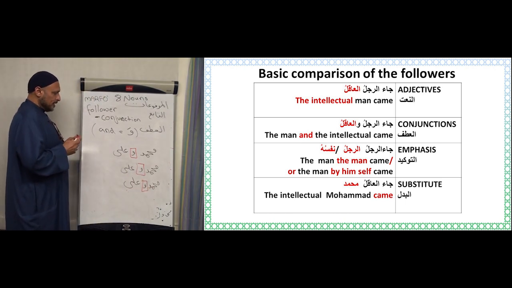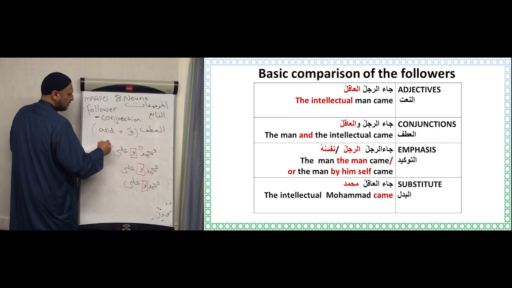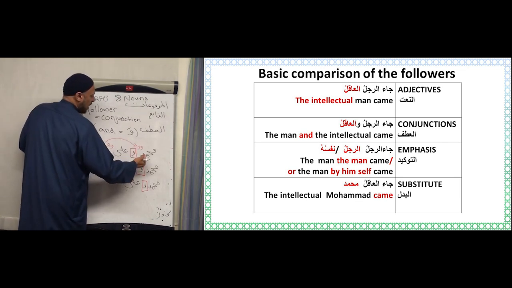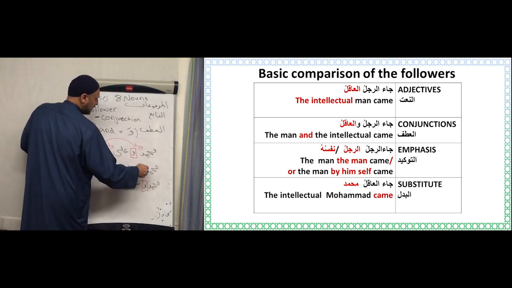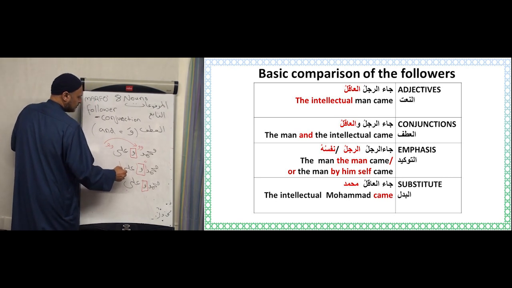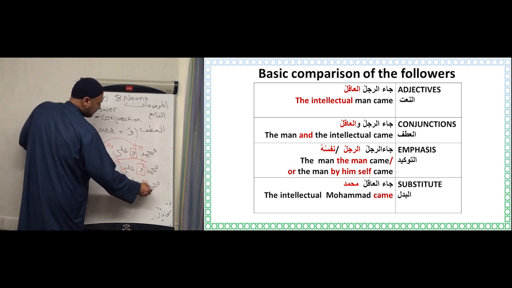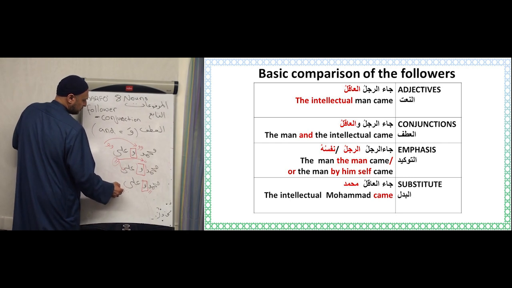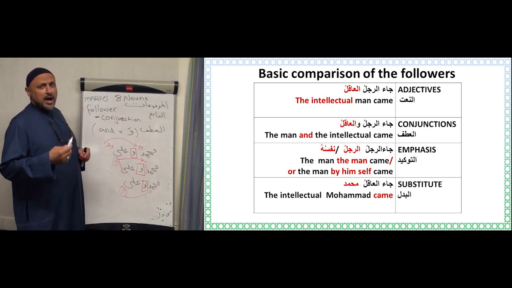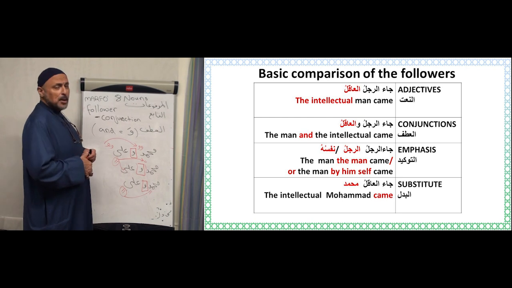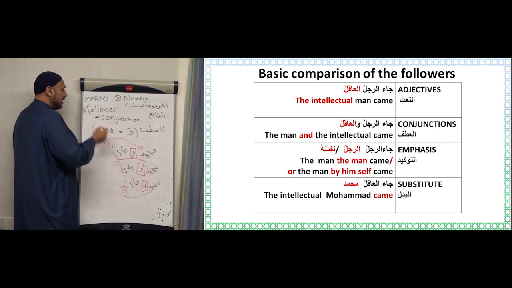Now, if we had Muhammadun, then Aliyun will be tabi', it will follow. Whatever is after waw will follow whatever is before waw. If it was Muhammadan, we will have Aliyan. So this will follow this. That's tabi'. If it was Muhammadin, we will have Aliyin. So it follows. The post-conjunction follows the pre-conjunction. That's all in the eighth one. The eighth one is the follower, and it comes into all.